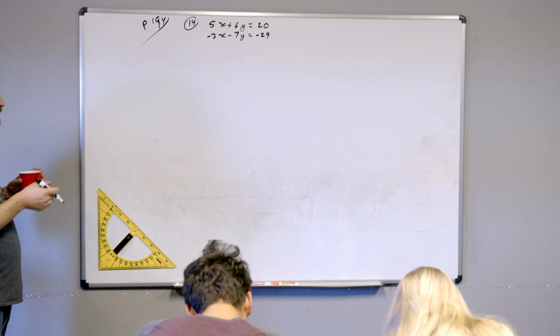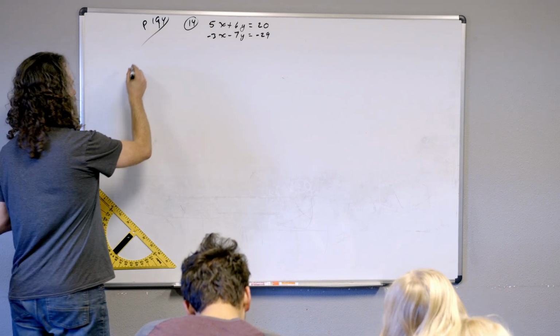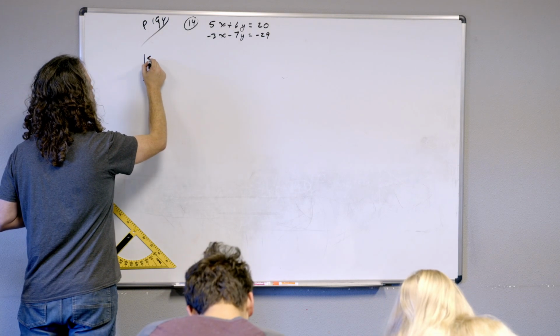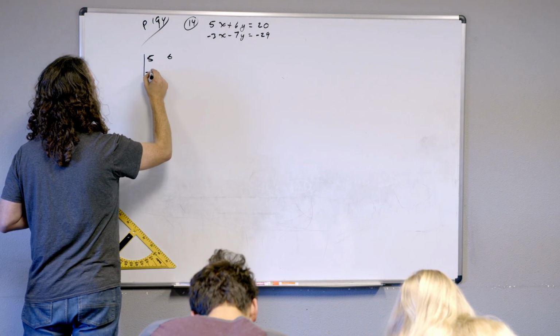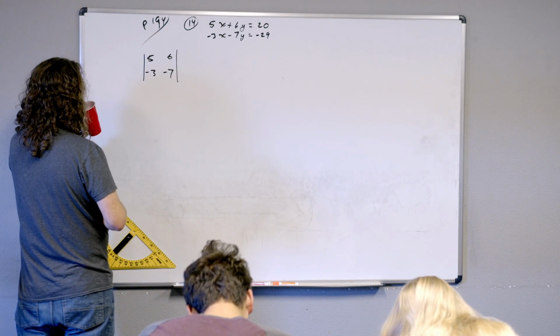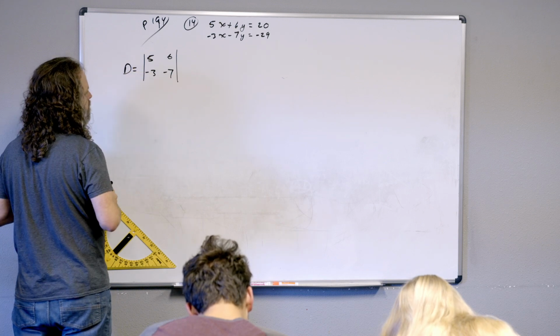So I need more words than that, but yes. It's going to be the 5, 6, negative 3, and negative 7. True enough. And then you got to rotate it and get 3 different ones: D, Dy, and Dx, and then the constants negative 5, 3, 28.